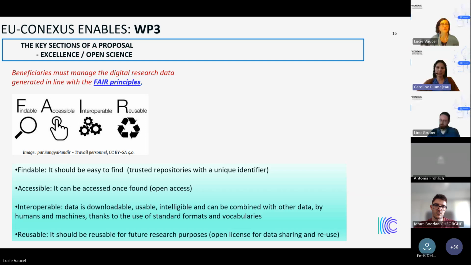Then accessible. It can be accessed once found. Interoperable, data is downloadable, usable, intelligible, and can be combined with other data. And finally, reusable. It should be reusable for future research purposes.